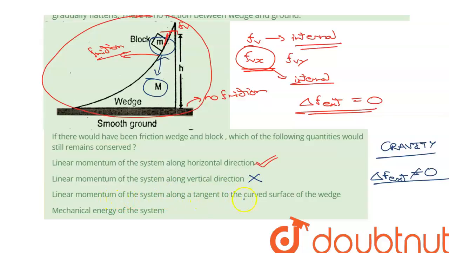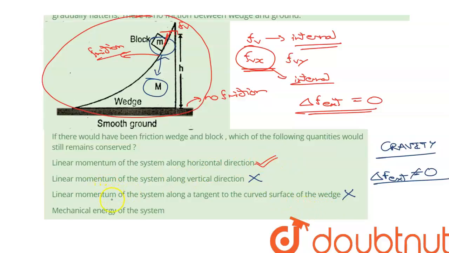Linear momentum of the system along a tangent to the curved surface of the wedge will remain conserved. Now linear momentum along a tangent will be a combination of linear momentum along the horizontal and along the vertical. Now along the horizontal we have already shown that it is conserved, but along the vertical there is gravity acting. So along the vertical it would not be conserved, hence the combination of the two will also not be conserved. So linear momentum of the system along a tangent to the curved surface of the wedge is not conserved. So option C is incorrect.